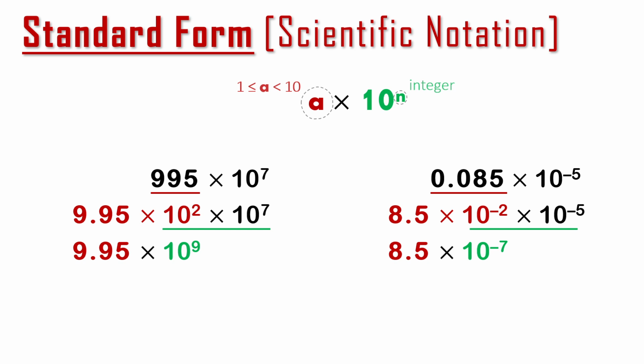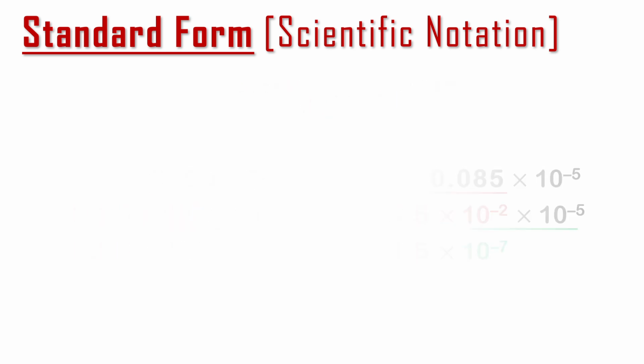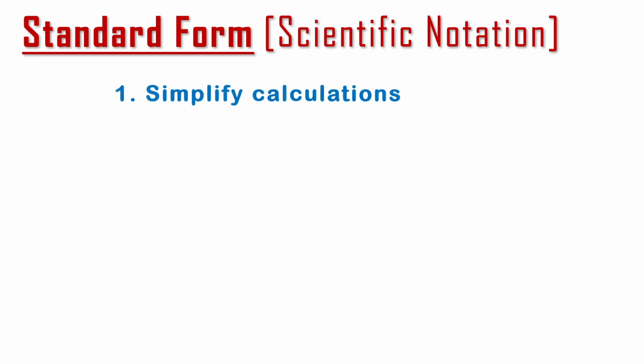Now you might be wondering, why do we even need this? Well, here's the scoop. It simplifies calculations. Whether you're calculating the mass of a planet or measuring the size of an atom, standard form makes those crazy numbers a lot easier to handle. For example, the distance from Earth to the Sun is around 150 million kilometers. But in standard form, it's just 1.5 times 10 to the 8th.